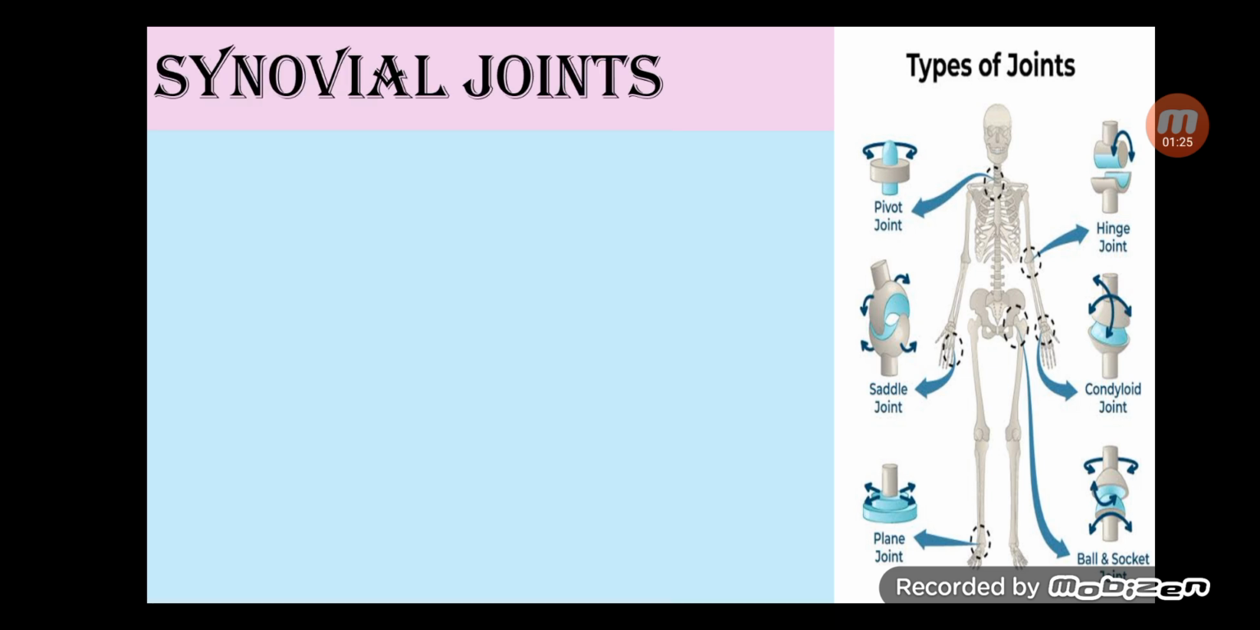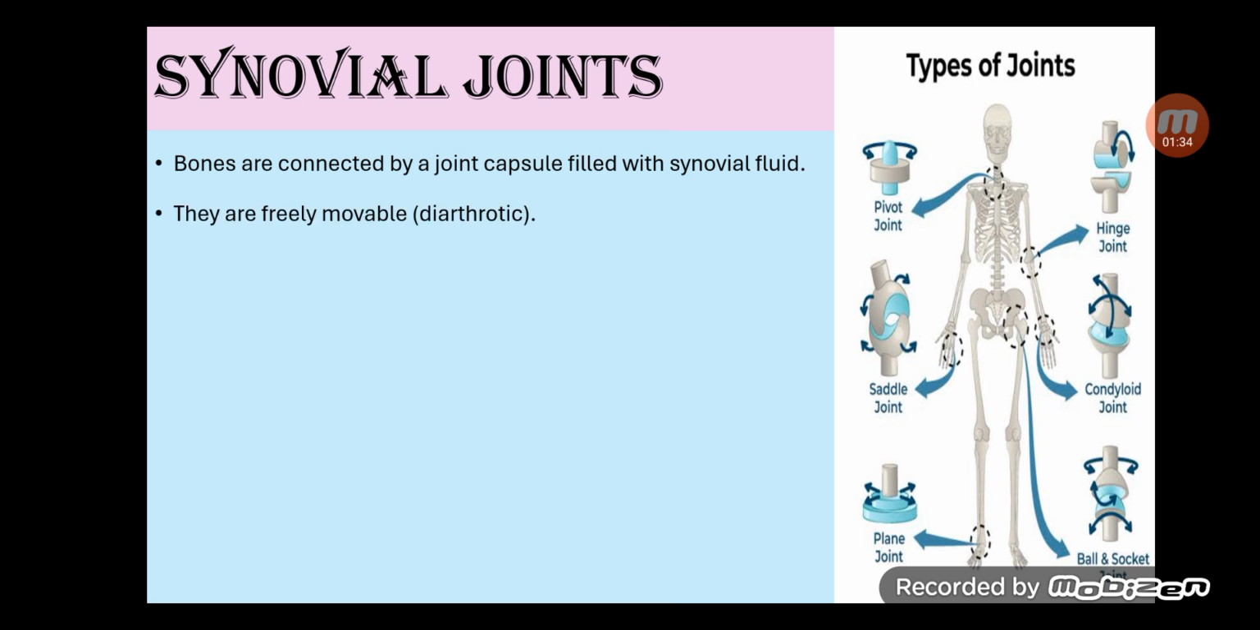Now let's talk about the synovial joints. Synovial joints are when the bones are connected by a joint capsule filled with synovial fluid. Then that type of joint is called a synovial joint. They are freely movable and they are also called diarthrotic.